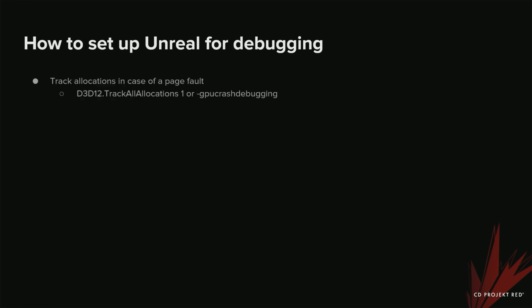There's another CVAR you can enable to track more allocations in case of a page fault. The previously mentioned GPU crash debugging flag also enables this. So if you use one, you don't need to use the other. If you see an active resource that's reported in the crash, but it doesn't seem to be very much, you might want to enable the CVAR, as it will track all the resources that are allocated on the GPU.